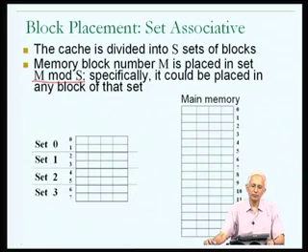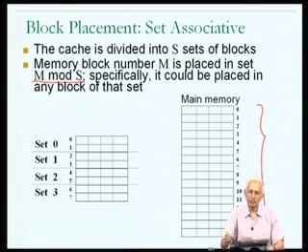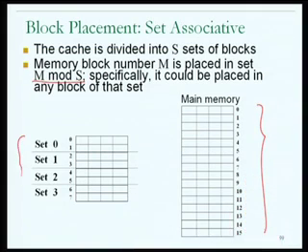So if we look at an example where once again we have 16 main memory blocks and we have 8 cache blocks, but I've chosen to use a set associative mapping, and what I've assumed in this diagram is that there are 4 sets of 2 blocks each. In other words, each of the sets, which I've numbered 0 through 3, comprises 2 blocks. For example, set 0 comprises block 0 and block 1. Set 3 comprises block 6 and block 7 of the cache.